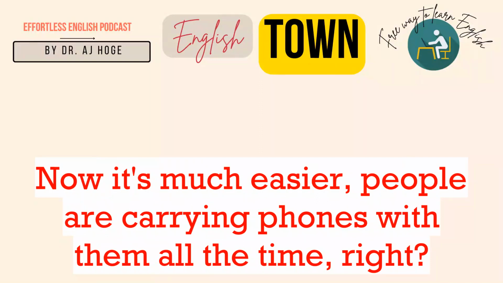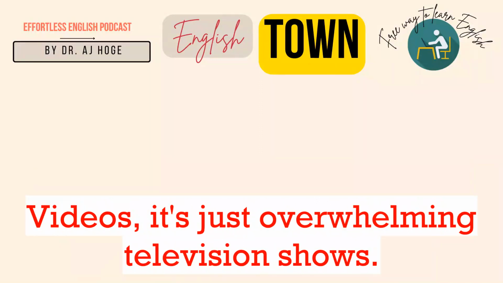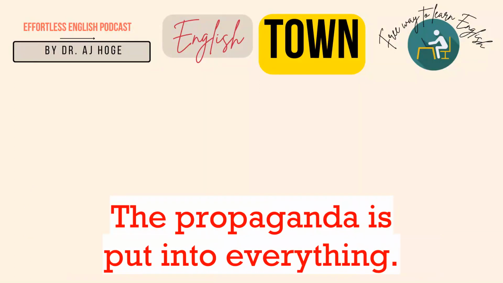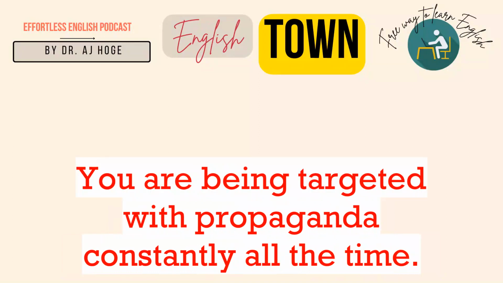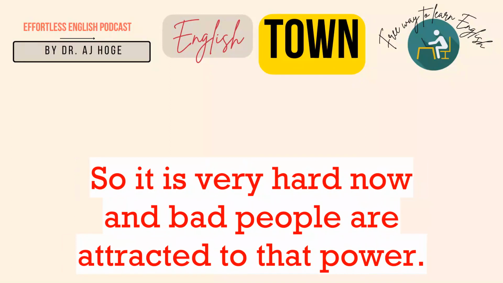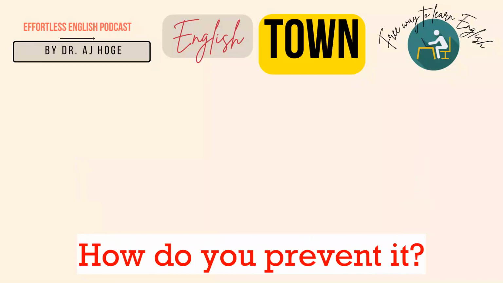Now it's much easier. People are carrying phones with them all the time, right? Videos, it's just overwhelming. Television shows, they put it in everything. The propaganda is put into everything. You are being targeted with propaganda constantly, all the time. So it is very hard now. And bad people are attracted to that power. How do you prevent it?